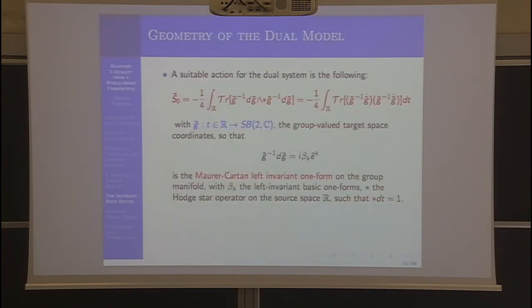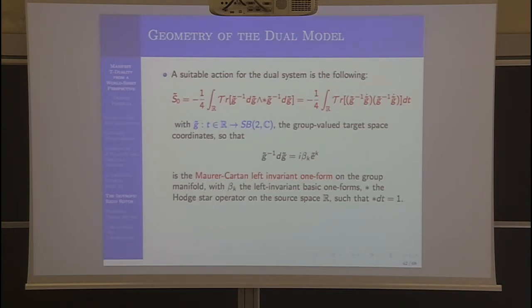We have defined a dual model on SB2C. So we have considered the same structure of the original Lagrangian on SU2, but in terms now of a function g tilde defined in T and having value in SB2C. We have introduced the Maurer-Cartan left invariant one-form for this group.